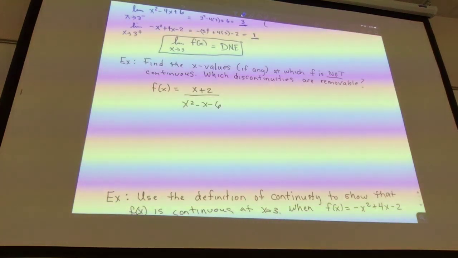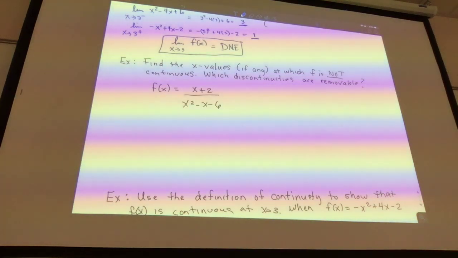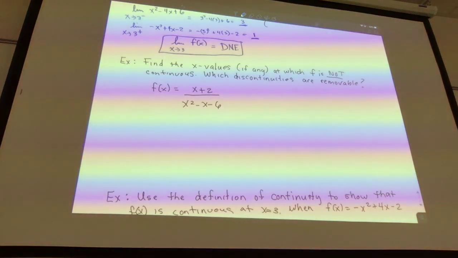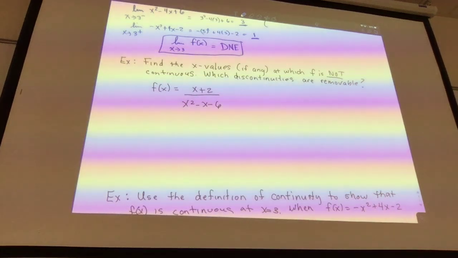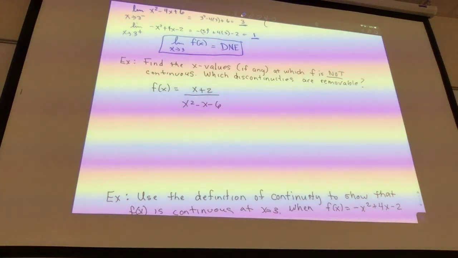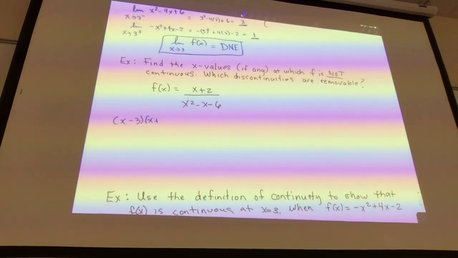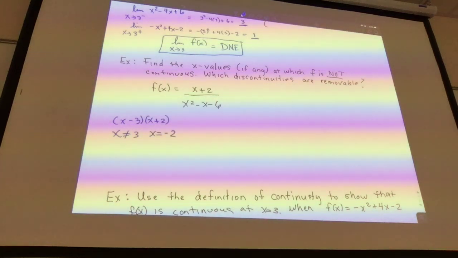Find the x values, if any, at which f is not continuous. Which discontinuities are removable? So first of all, what's the first thing it's wanting us to do? Find where it's discontinuous. So what do we do? We take the denominator, set it equal to 0, and factor it to know where that happens. If I was to factor that, it would be x minus 3, x plus 2. So x cannot equal 3 and x cannot equal negative 2. So it's discontinuous here.